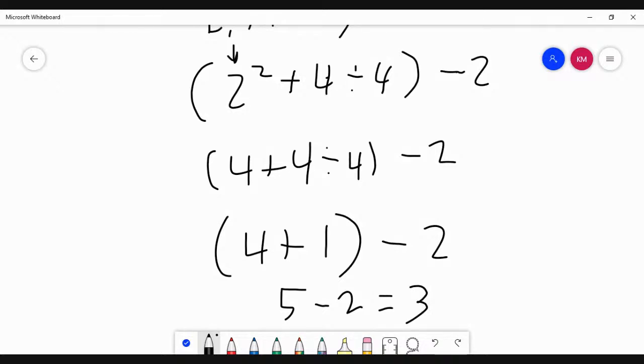Now, notice that once I was completed with all of my operations within the parentheses, I removed the parentheses. Once you have gotten to a single digit or one number, meaning it could be 5, 15, 503, where you're not adding it, subtracting it, multiplying, or dividing it, you no longer need the parentheses. So then you have 5 minus 2, and that equals 3.